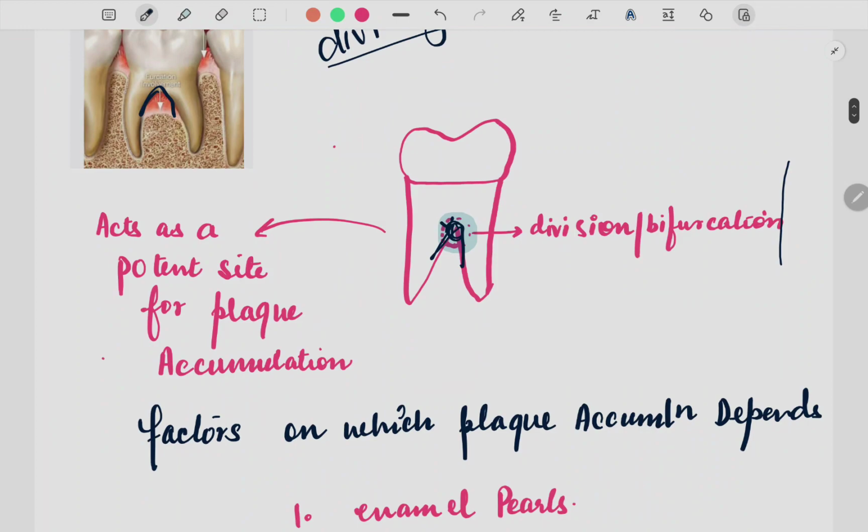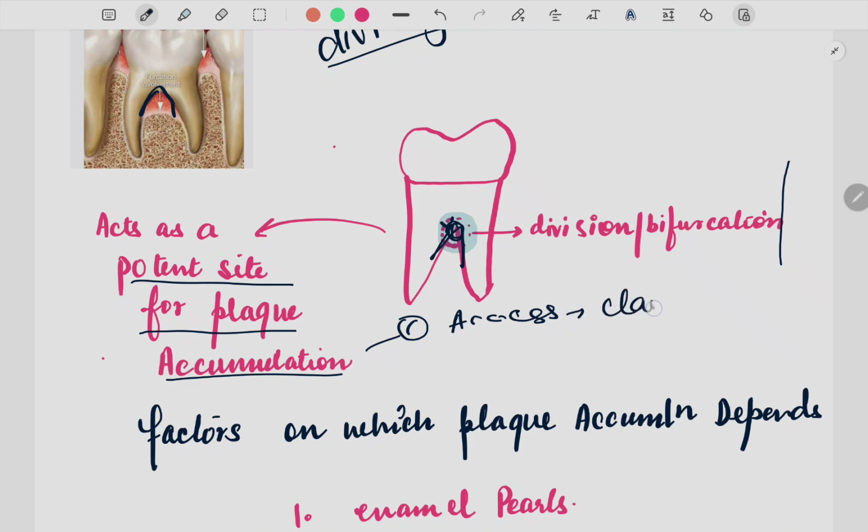Now, always remember, furcation is going to act as a potent site for plaque accumulation because of the following reasons. Firstly, the accessibility is really low, and due to which cleaning the furcation area is a difficult job. Especially imagine if you're cleaning with your toothbrush, you can never reach the furcation area. Firstly, it is deep. Secondly, it is all covered with bone. Okay, so in general, you cannot clean it.